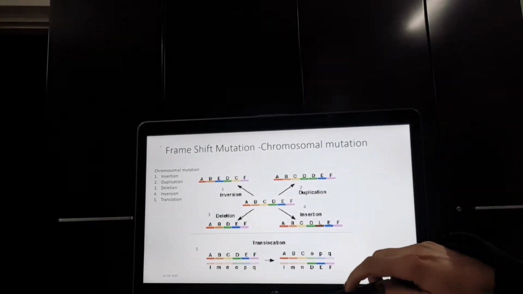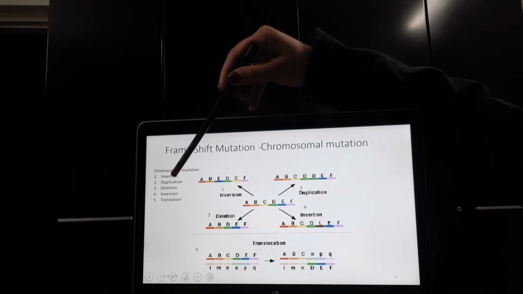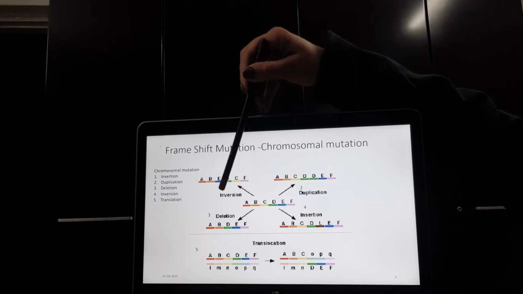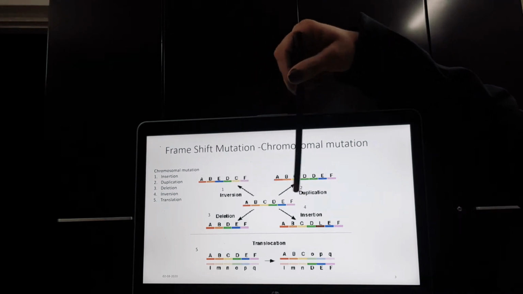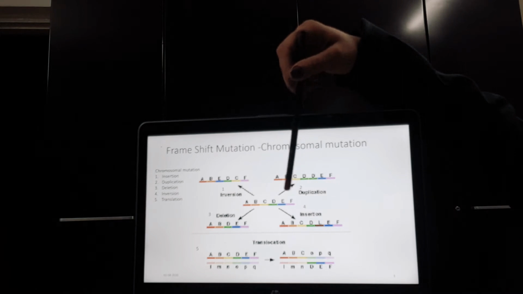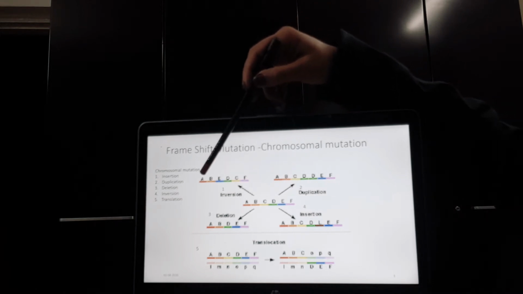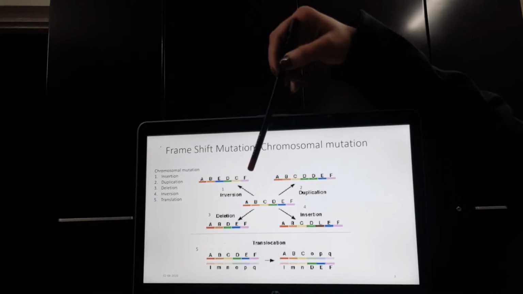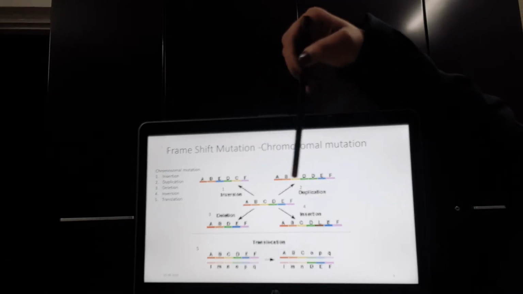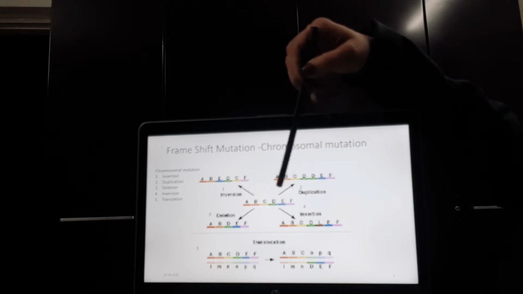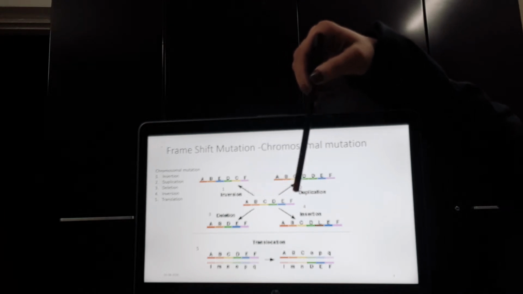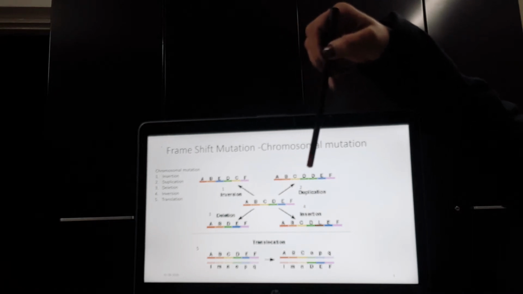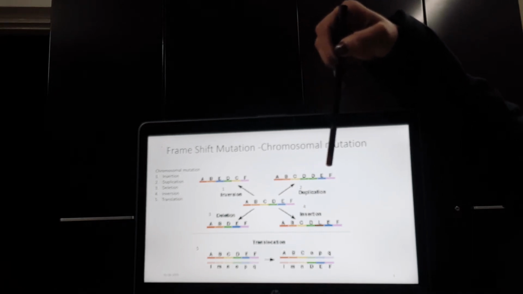Okay, so there are 5 types. One is insertion, duplication, deletion, inversion, translocation. Now in inversion, if you see, this is the original one, A, B, C, D, E, F. Now in inversion, you see A, B, and then you see the inversion. So it is E, D, C, F, which is the inversion category. The second is duplication, in which the original is A, B, C, D, E, F. However, the duplication occurs right at D. So it is A, B, C, D, D. D, D is the duplication, E, F.